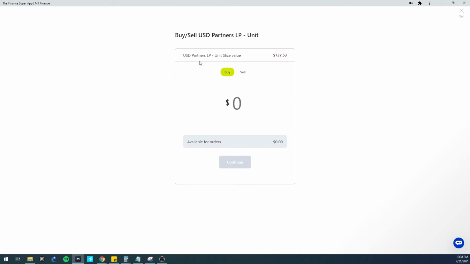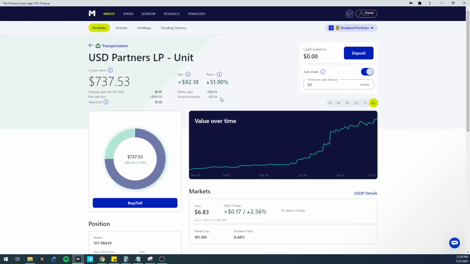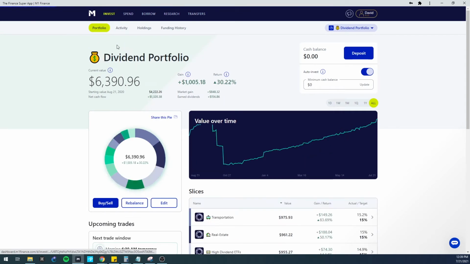So, you can see here, let's say I want to buy for $1. I can buy $1 worth of stock, fractional sharing, of USDP Partners. And that's a transportation conglomerate, I guess you could say. But yeah, so you can set it up like that, manually purchasing pies or stocks.